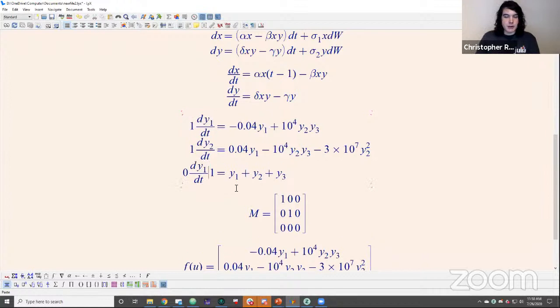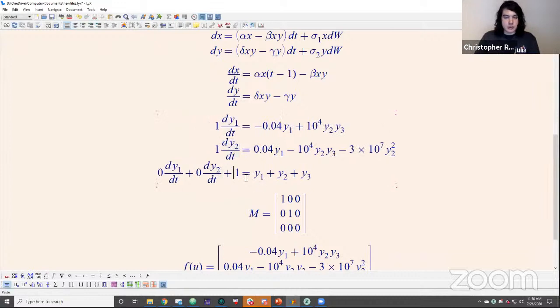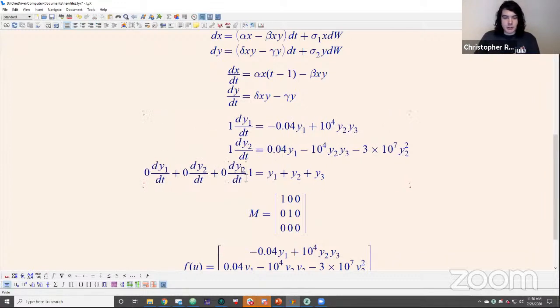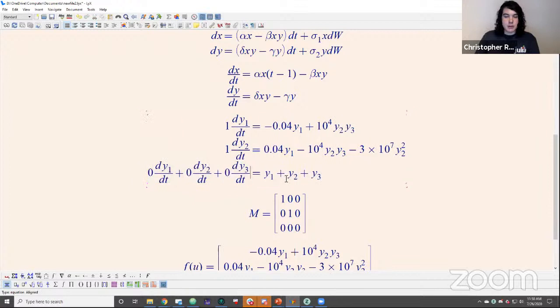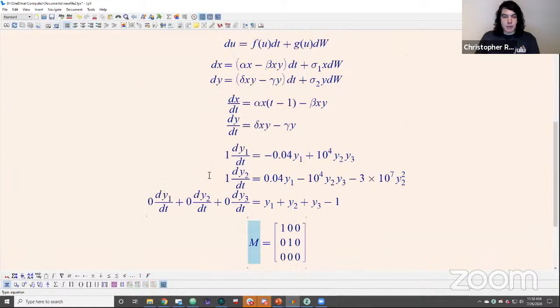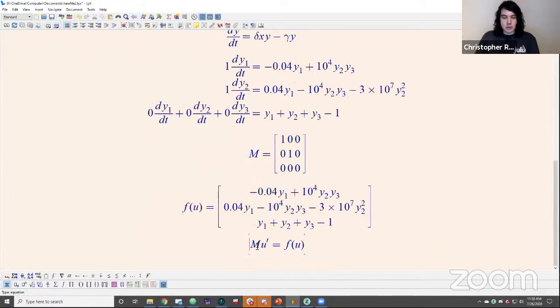Right, so this is 0 dy/dt plus 0 dy2/dt plus 0 dy3/dt plus 1, equals this. And we move the conservation law to the other side. And we can start to see how, if we had a matrix and did a matrix-vector multiplication, we can write down the set of equations in terms of a matrix times my derivatives equals my right-hand side, where my right-hand side now has this conservation law moved to be a 0 function. So now we have a singular mass matrix and we want to solve this ODE.